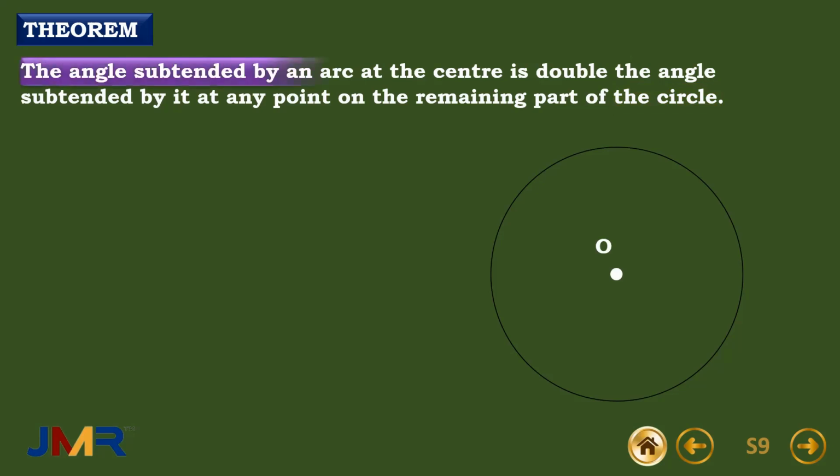Now, this is a circle with center O. Now, I want to take an arc. I have taken AB, one of the arcs. This is the angle. So, angle AOB is the angle subtended by the arc AB at the center.